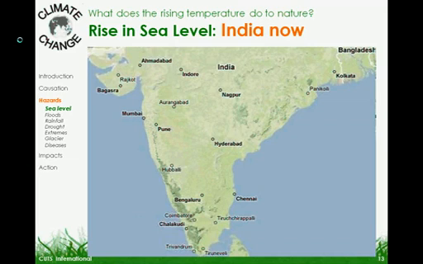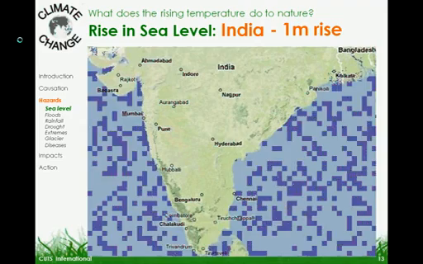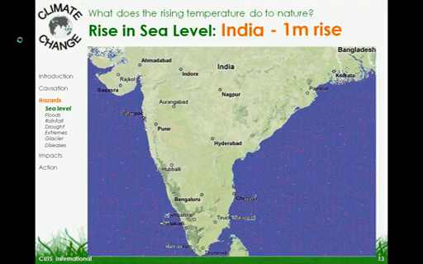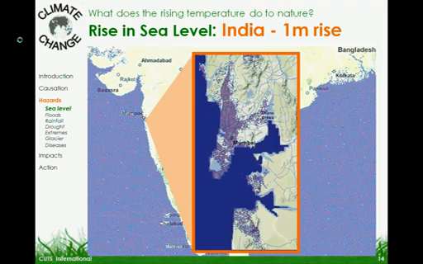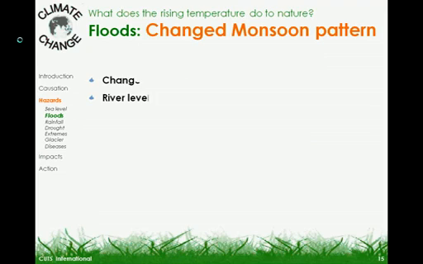This is a map of India. If the sea level rises by 1 meter, the coastline would be badly affected. The most affected regions would be the Rann of Kutch region, Ganga-Brahmaputra Delta, Konkan Coast, and Coromandel Coast. Now we consider the effect of rising sea levels on a metropolitan city like Mumbai. As you can see, almost the entire city will be flooded, resulting in major losses in property, infrastructure, and livelihood.